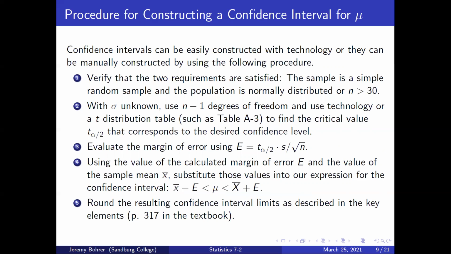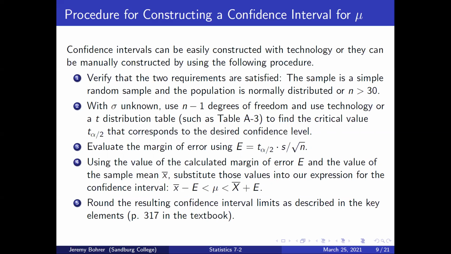Confidence intervals can easily be constructed with technology, or they can be manually constructed by using the following procedure. First, verify that the two requirements are satisfied. The sample is a simple random sample and the population is normally distributed, or n is greater than 30. With sigma unknown, use n-1 degrees of freedom and use technology or a t-distribution table, such as table A3, to find the critical value t sub alpha over 2 that corresponds to the desired confidence level.